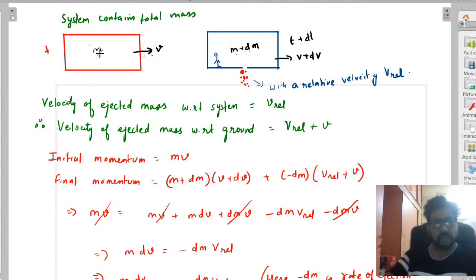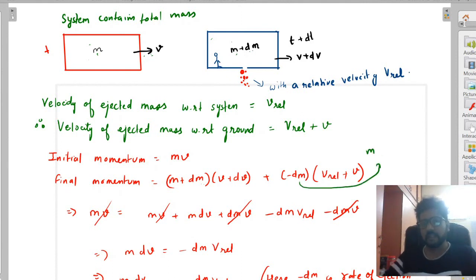So the initial momentum is m into v, but the final momentum, look carefully, is (m plus dm) into (v plus dv). But this m plus dm is the mass of the remaining system, and minus dm is the mass of the ejected substance. Why minus dm? Because dm is negative, since I have assumed that the mass is ejecting. So minus dm is the mass of the ejecting substance.